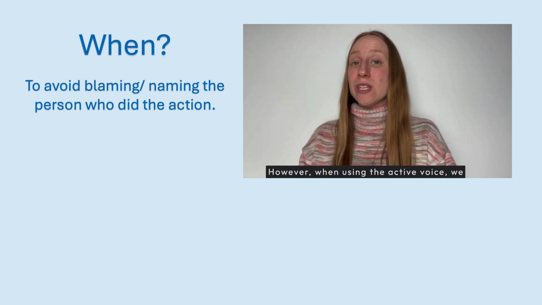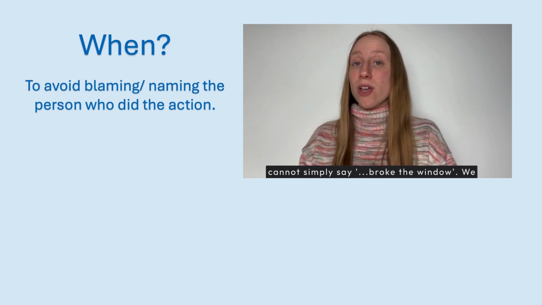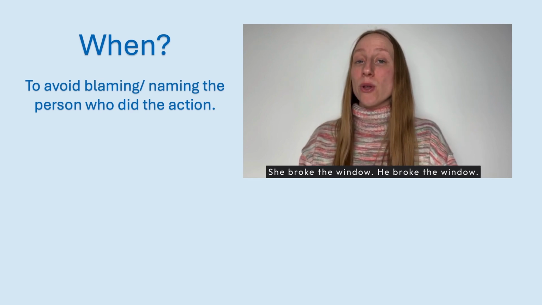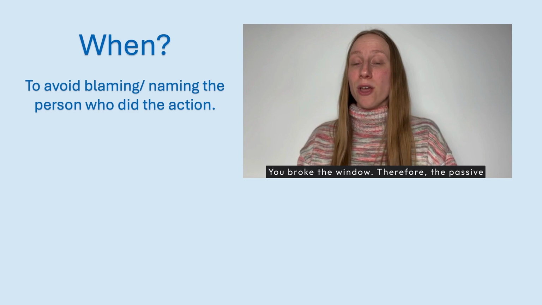However, when using the active voice, we cannot simply say, broke the window. We need to say who did it. Lily broke the window. She broke the window. He broke the window. We broke the window. They broke the window. You broke the window.